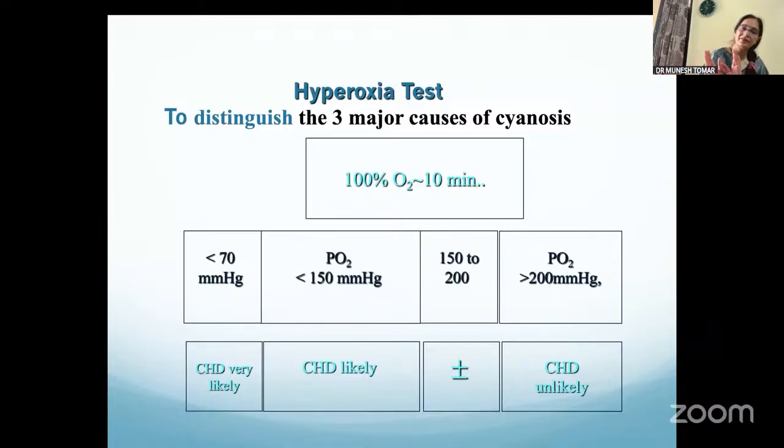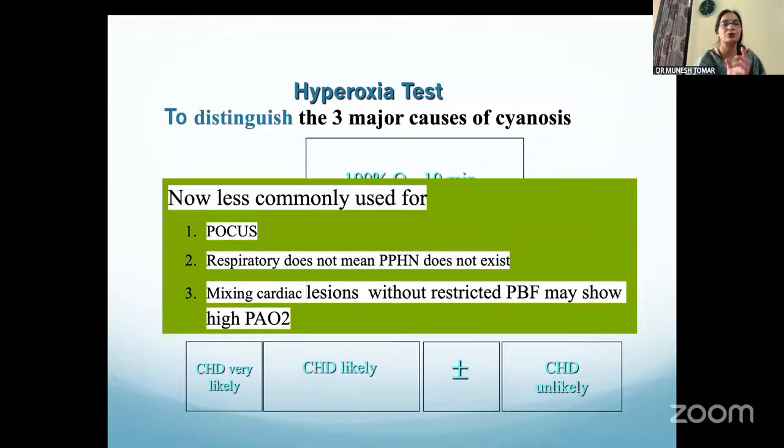If it does not rise, then it is CHD likely. So in between 150 to 250, there is a range where it could be congenital or could be respiratory issues. But now, because functional echocardiography is available in many centers, respiratory does not, plus PPHN may also behave like a congenital cyanotic heart disease. Many a time, I find very difficult these PPHN patients.